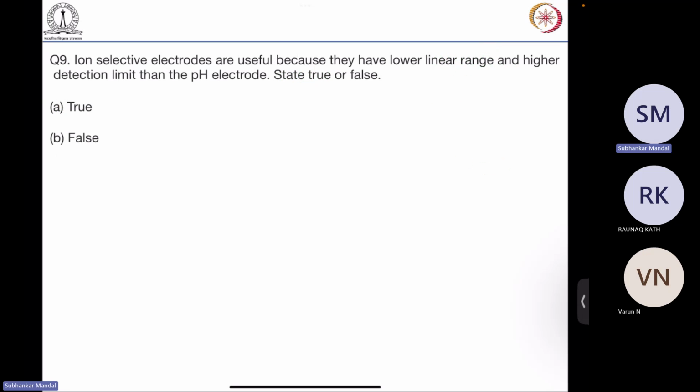Okay, so next question. Ion selective electrodes are useful because they have lower linear range and higher detection limit than the pH electrode. This statement is true or false? So ion selective electrode is useful. Why? Its detection limit is higher than the pH electrode. That is true or false? Anyone can tell? It is true, no? We have seen in the class that the ion selective electrode is useful because it is lower in range and higher in detection limit.